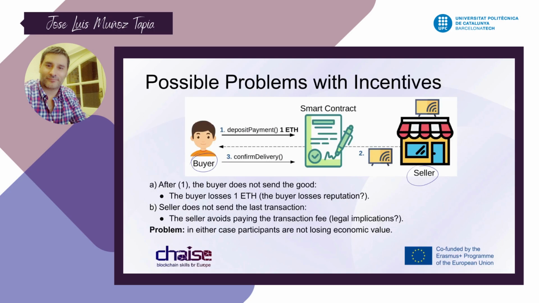For example, what if after the buyer deposits 1 ether on the smart contract, the seller doesn't send the good? What happens here is that the buyer is losing 1 ether, because the buyer deposits 1 ether on the smart contract, but then the seller is not sending the good. So we have a problem here, mainly for the buyer. The seller is maybe also losing something, maybe reputation, or he's not providing a good service. So if other people see this situation, the seller will not sell more TVs. So this is one possible problem.